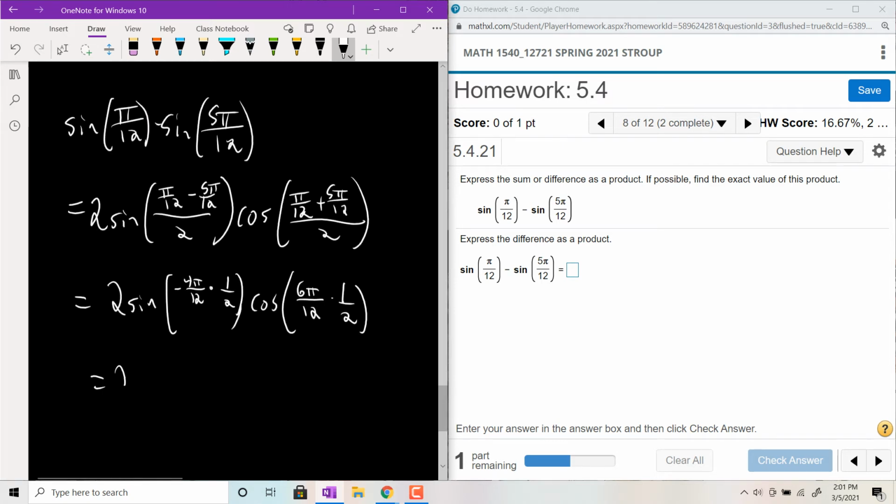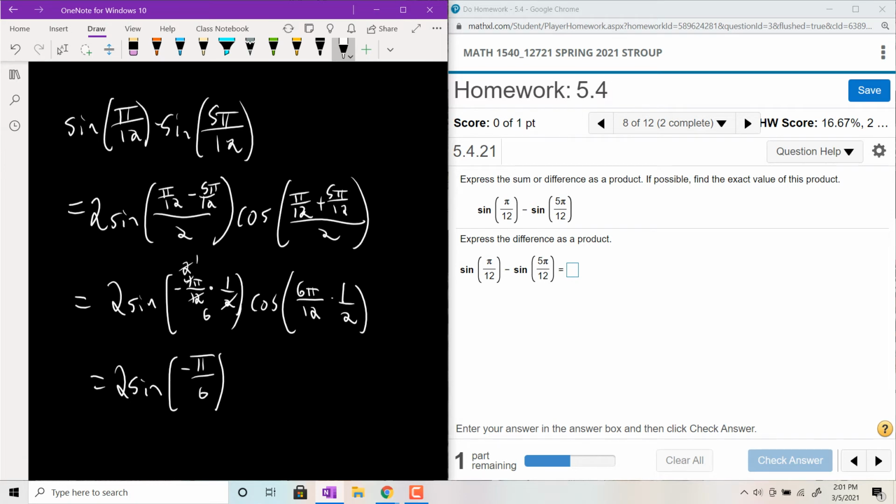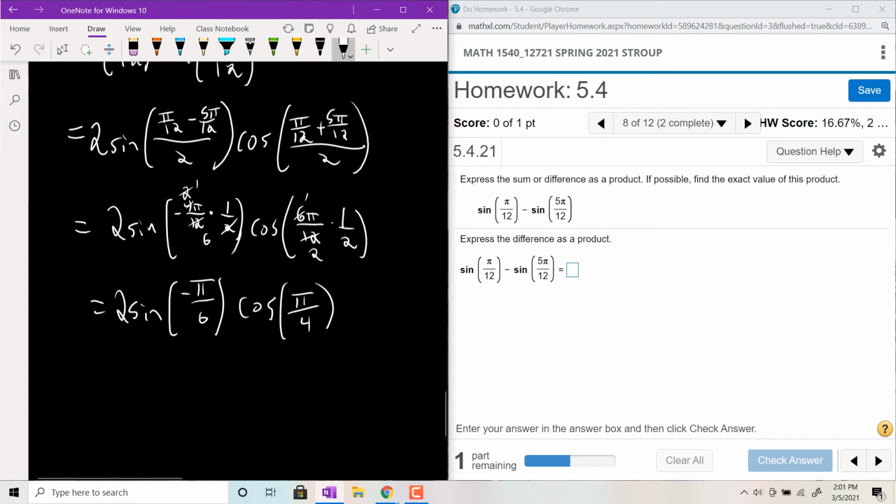And then we'll have 2 sine of... 2 goes into 4 2 times, and then 2 over 12 is the same as 1 over 6. So I have negative pi over 6. Cosine of 6 over 12 is the same as 1 over 2, and then that'd be pi over 4. Okay. And then sine is negative in the 4th quadrant, so this would be 2 times negative 1/2, and then cosine of pi over 4 is root 2 over 2. And so we'll have cancellation here, and it'd be negative root 2 over 2. That's our final answer.